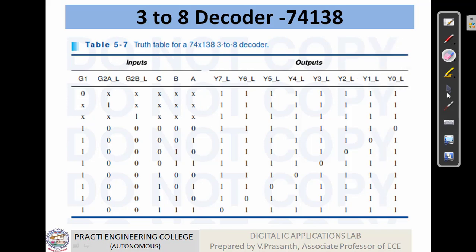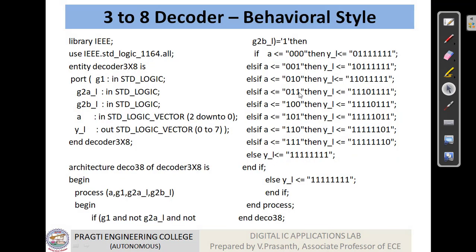Now let us go with the code of the behavioral style, see what we have written. Library IEEE, use IEEE.std_logic_1164, this is all common. Now we have taken G1, one of the enable pins, in std_logic. G2A_L, it is active low, in std_logic. G2B_L in std_logic. These are all enable pins. Then A is a vector because it is a 3-bit input.